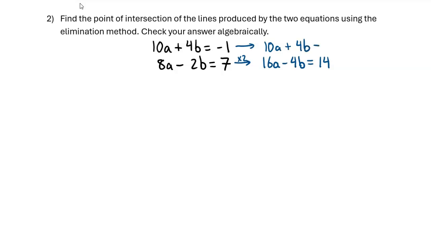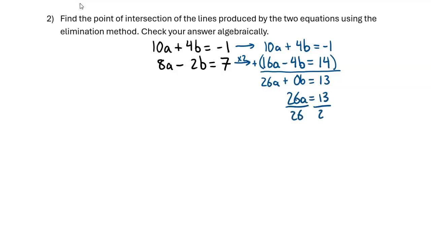And so now what you can see is I have a 4 in front of the b, and then in the second equation I have a -4 in front of the b. So because of that, I'm going to add the two equations: 10a plus 16a, the 4b plus -4b, and the -1 plus 14. And so what I get when I add all those together is 26a equals 13. And so I divide by the coefficient in front of the a term, that's 26, and I get a equals 1/2. 13 divided by 26 is exactly a half.